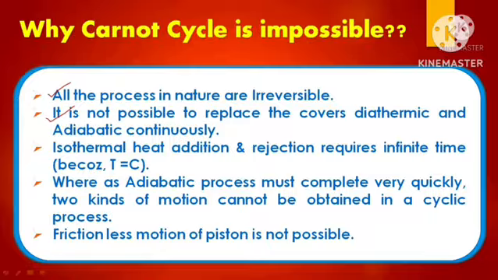Next point, frictionless motion of the piston is not possible. That means for any relative motion, there will be friction between two parts. So without friction, we can't operate any system. These are a few points why the Carnot cycle is impossible.